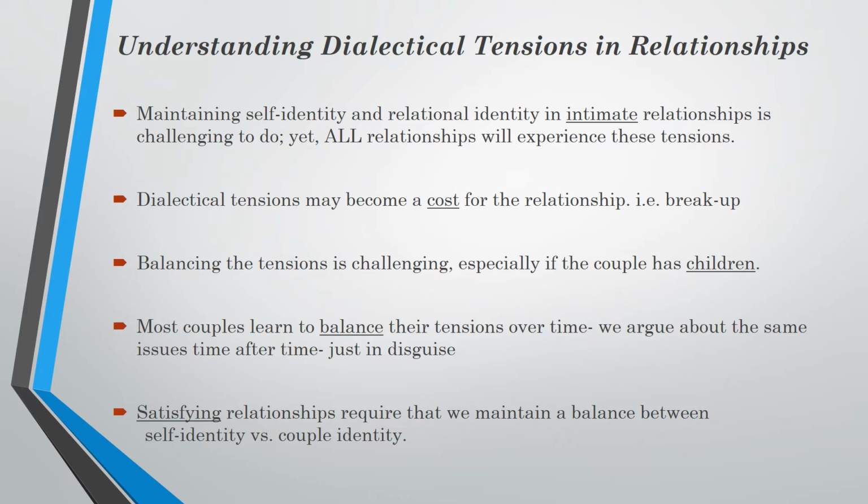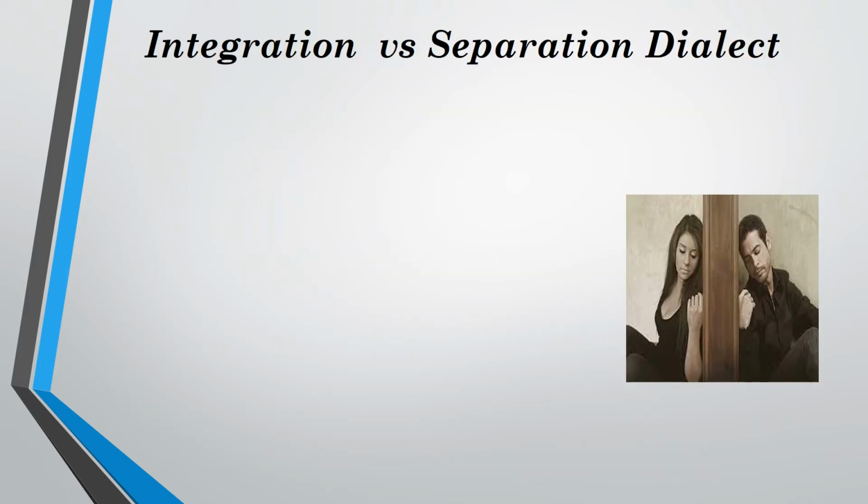Satisfying relationships require that we maintain a balance between the self-identity versus the couple identity. And learning how to manage and deal with these identities is a challenging thing, but definitely worthwhile. We're going to specifically focus on 3 common dialectical tensions. The first is called integration versus separation dialect.